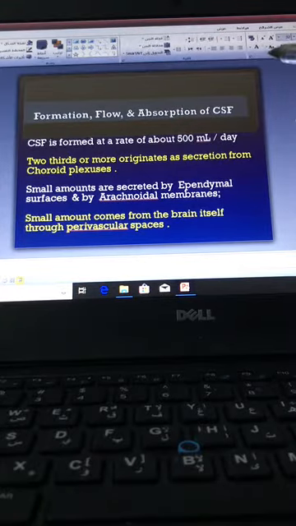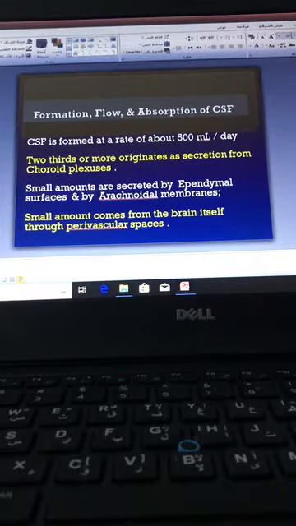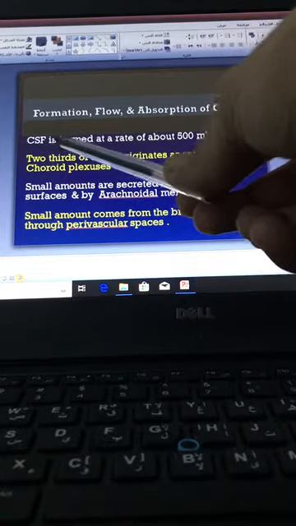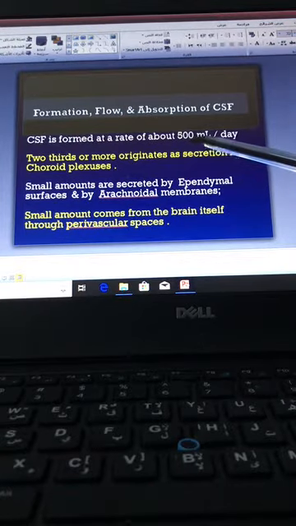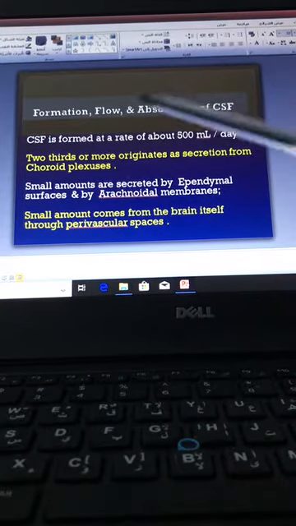To complete with the neurophysiology about formation, flow and absorption of the CSF. هذه بعض الشرائح اللي انعرضت في المحاضرة السابقة أو المقطع السابق. CSF, cerebrospinal fluid, is formed at a rate of about 500 ml per day. 500 مل باليوم معدل تكوينه.